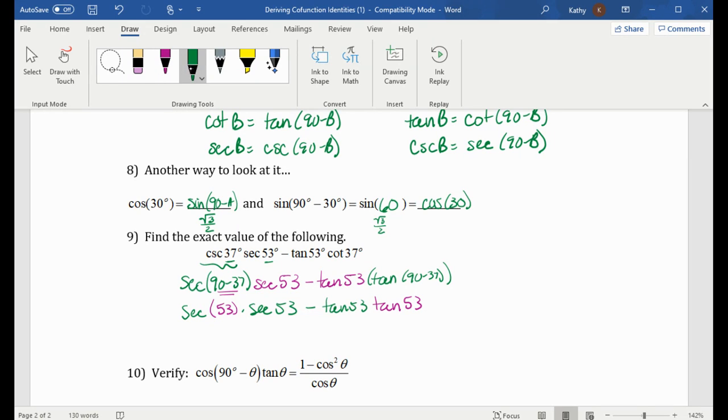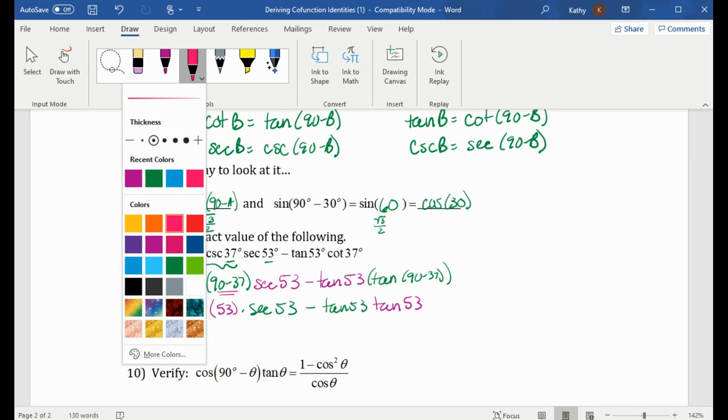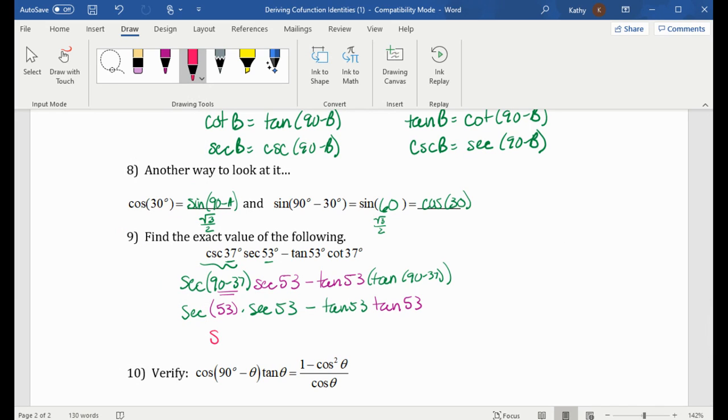What does this equal? This equals now squared terms. We have secant squared of 53 minus tangent squared of 53. What does that equal? That is your identity. Secant squared minus tangent squared comes out to be 1. Secant squared minus tangent squared is equivalent to 1.